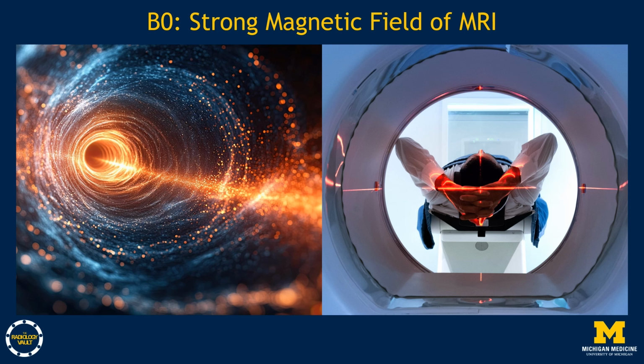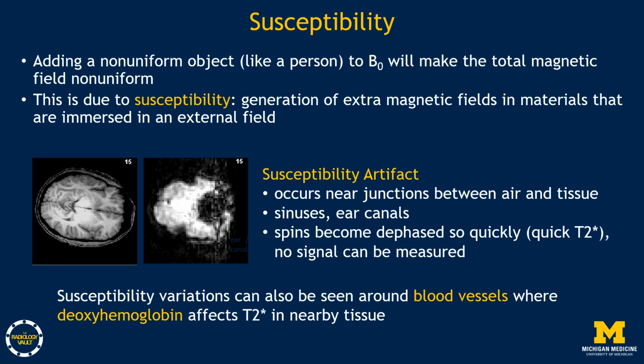So what happens when a person enters the MRI machine is that they are subjected to a very strong magnetic field. This is what we call a 1.5 Tesla magnet or 3 Tesla magnet. They are enormously powerful magnetic fields to which you are subjected. And what is susceptibility? When you add a non-uniform object to a larger magnetic field, you give rise to susceptibility or magnetic susceptibility. That's an extra magnetic field that happens in the material which is immersed in that external magnetic field.